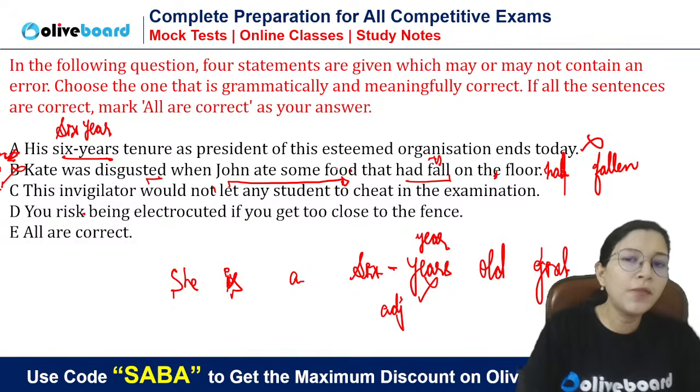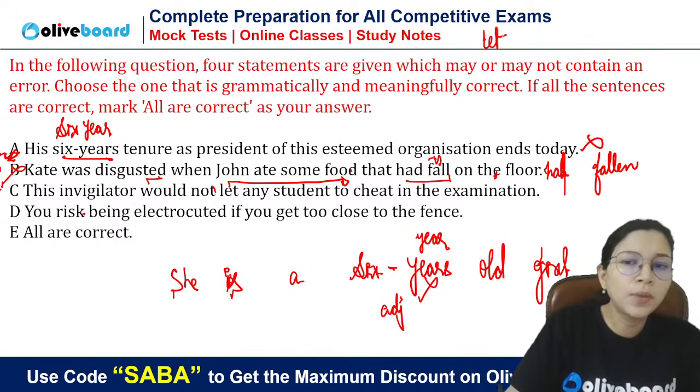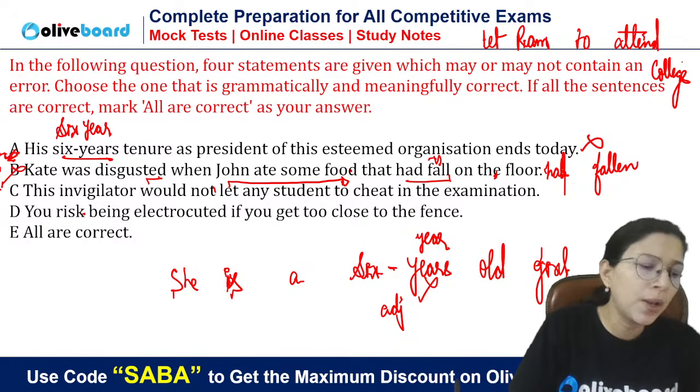Let is followed by bare infinitive. Let me to go. Let Ram to attend college. Is it right? How are you guys saying that C is correct? It is such a simple error.